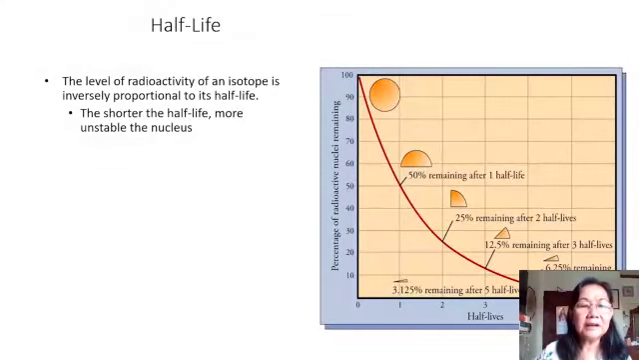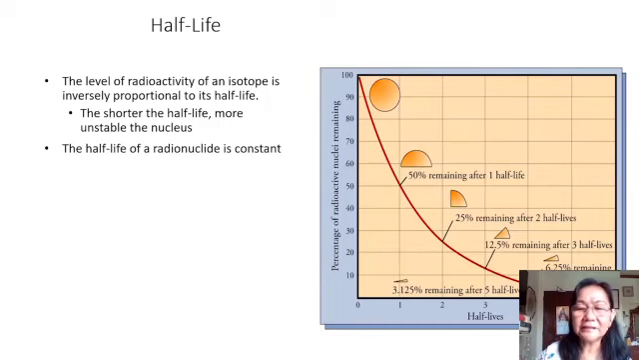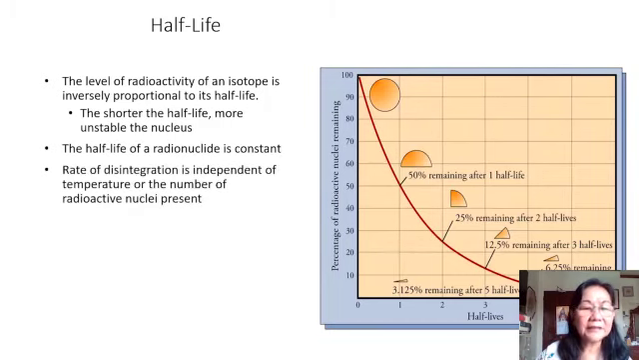The level of radioactivity of an isotope is inversely proportional to its half-life, meaning to say, the shorter the half-life, the more unstable the nucleus. The half-life of a radionuclide is constant. It's not affected by temperature or the number of radioactive nuclei that are present.